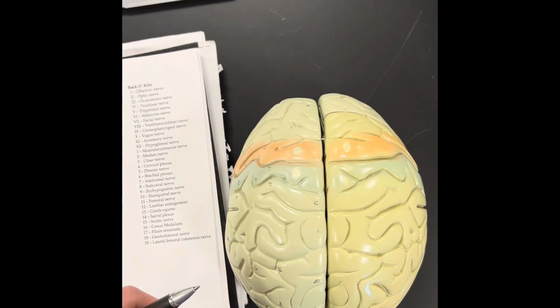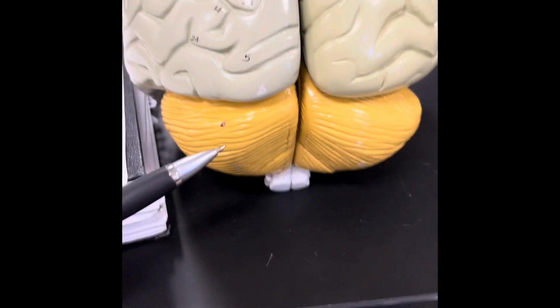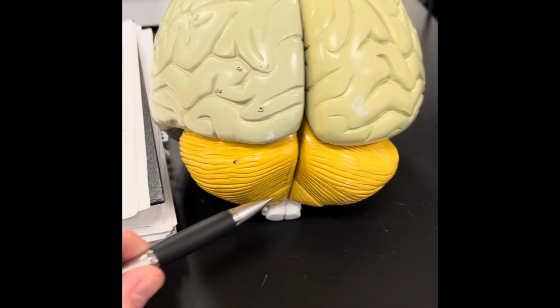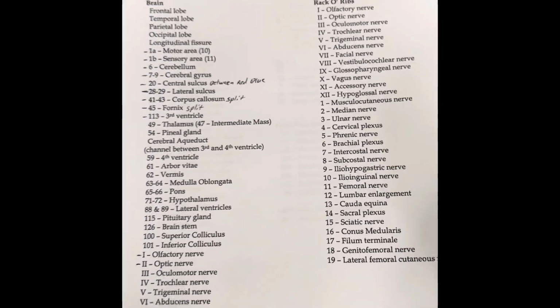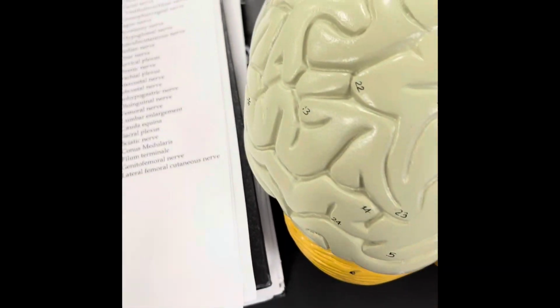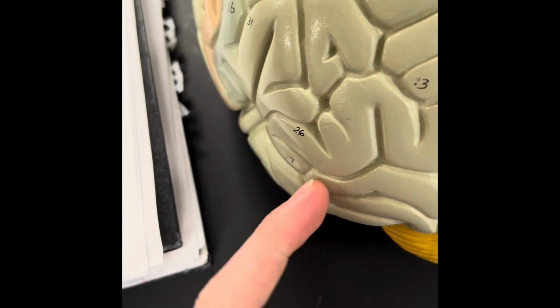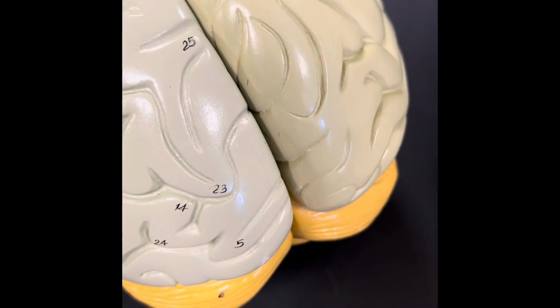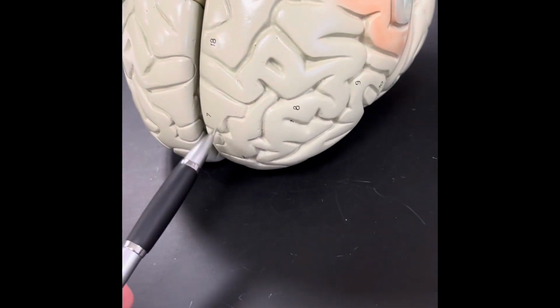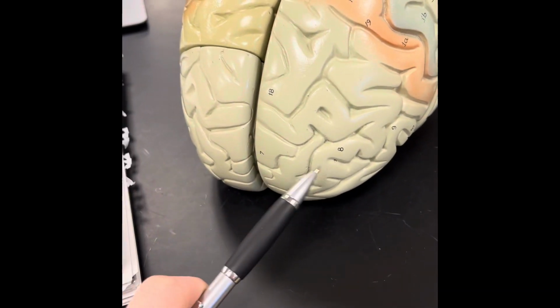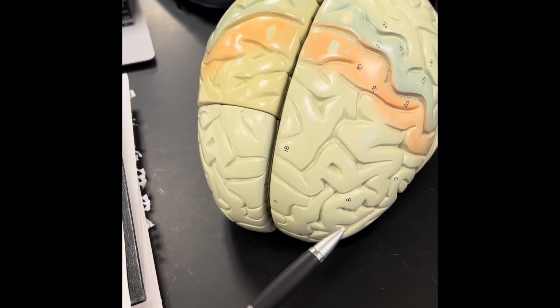Cerebellum, number 6. This is the cerebellum. And we got the cerebral gyrus, 7 through 9. Okay, that's on the front left side of the brain. 7, 8, 9. This is cerebral gyrus.